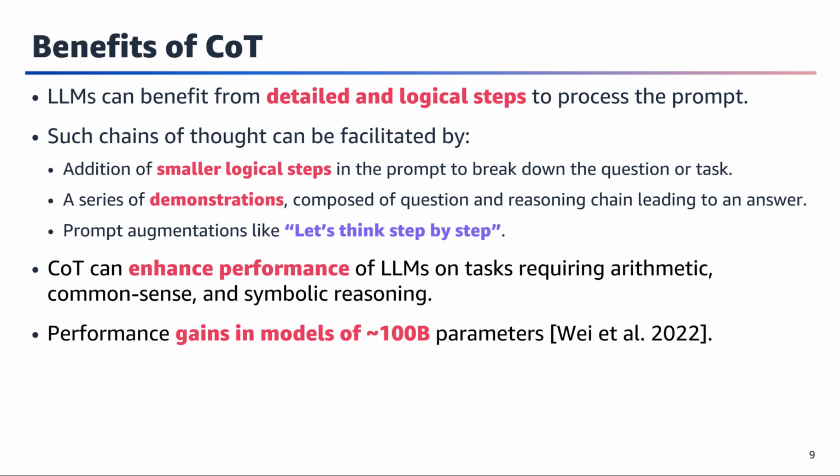Models with around 100 billion parameters have shown significant performance gains when using chain of thought prompting, as reported in a study. By learning from examples that demonstrate the reasoning process, these large language models can apply similar step-by-step reasoning to new tasks, leading to more accurate and interpretable outputs, particularly for complex problems that require multi-step logical reasoning or problem solving.